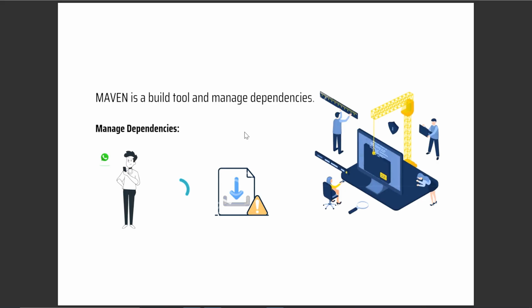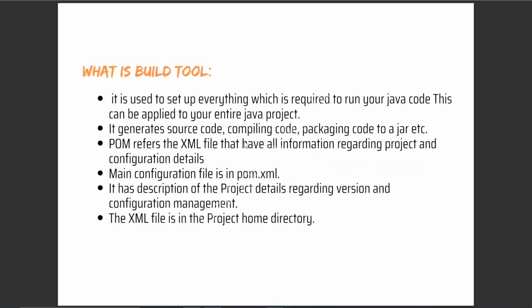And what is a build tool? The build tool is nothing but it is used to set up everything which is required to run your Java code. As I told you earlier, Maven is generally used to run the Java code. It is used to set up everything, whatever things are required to run the code. And at the same time, Maven consists of the entire life cycle of the code.